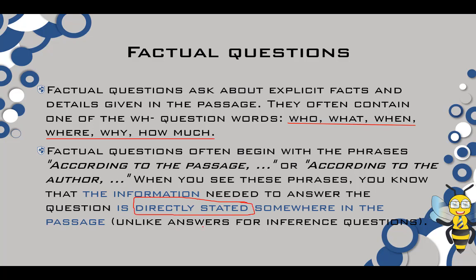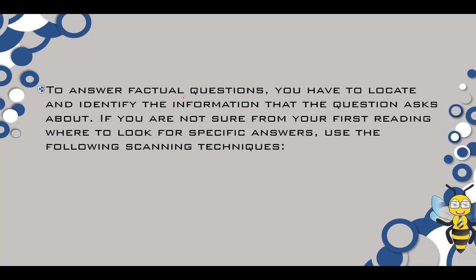That is different from inference questions. We already checked inference questions, whose answers are things that are not mentioned in the reading. To answer factual questions, you have to locate and identify the information that the questions ask. If you are not sure from your first reading where to look for specific answers, use the following scanning techniques. I'm going to give you some tips to improve your scanning when you're reading.